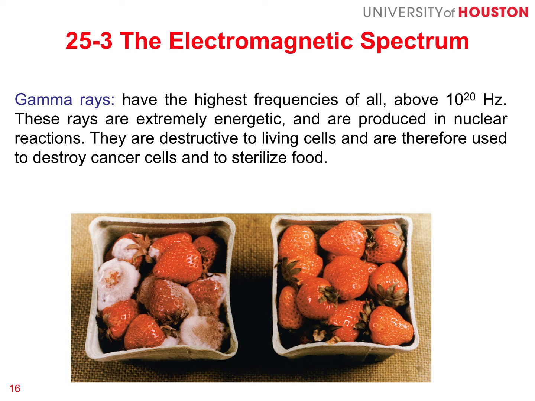On the left, there are some strawberries covered with mold. The mold is something that's living, and the strawberries themselves can then be exposed to gamma rays, and the gamma rays will kill all the mold and give us the strawberries on the right. They are also used in cancer treatments to destroy cancer cells.